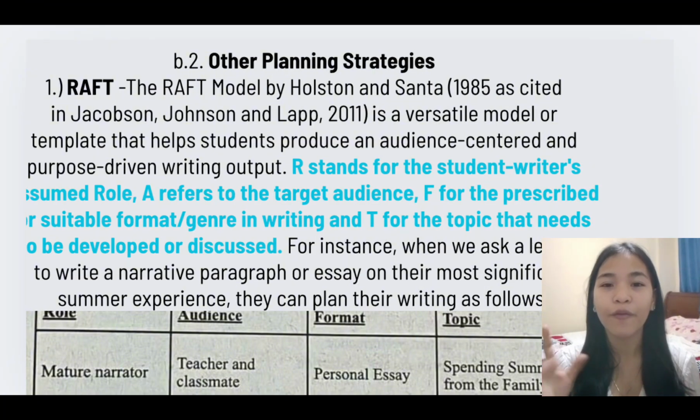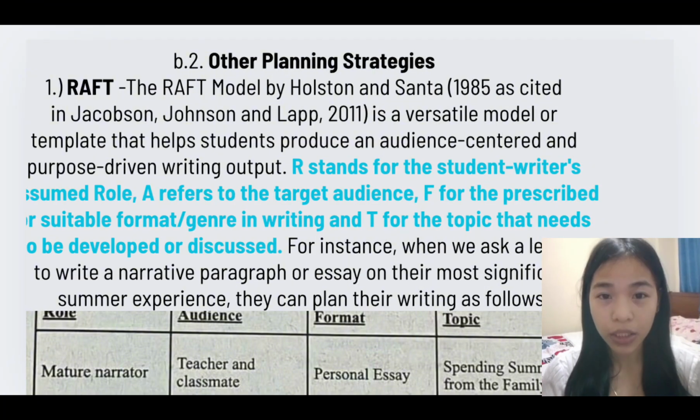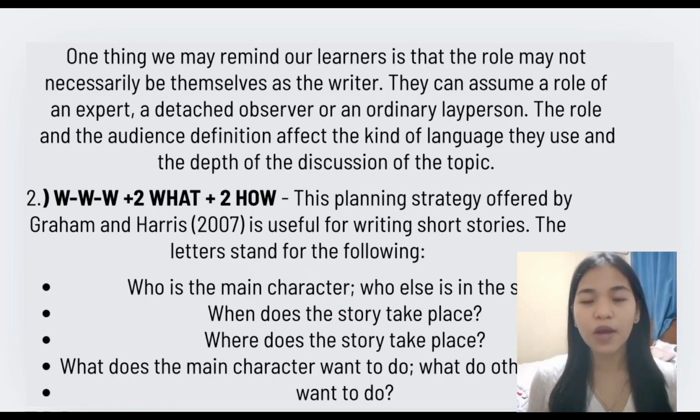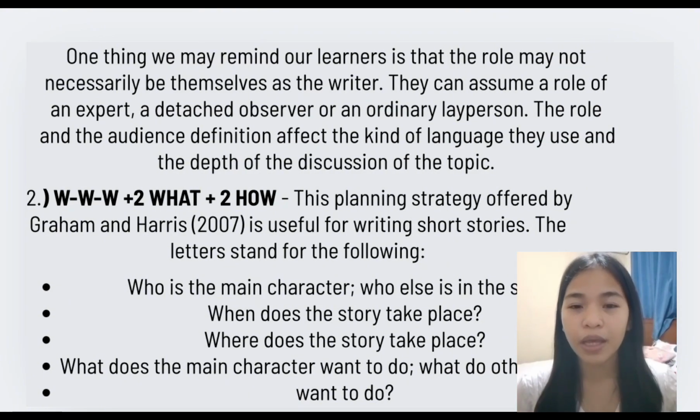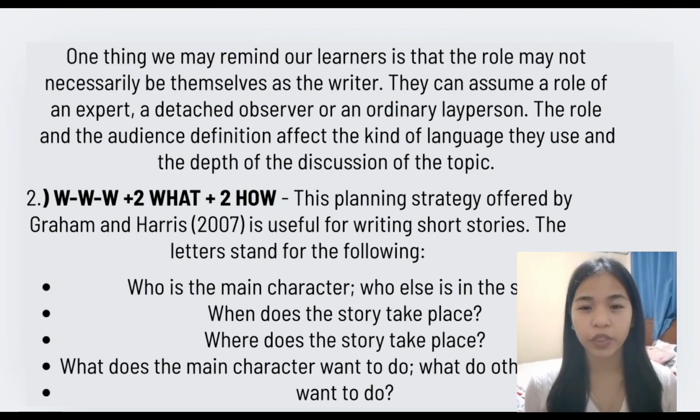First, RAFT. The RAFT model by Halston and Santa. Lastly, we have WW plus 2 what plus 2 how. This planning strategy, offered by Graham and Harris in 2007, is useful for writing short stories. It is a simple way to plan a short story by answering key questions about the characters, settings, and plot. Using WW plus 2 what plus 2 how, you can plan your short story.